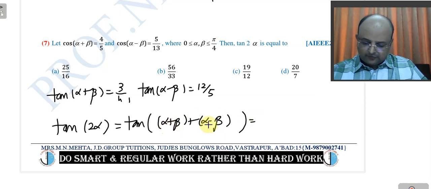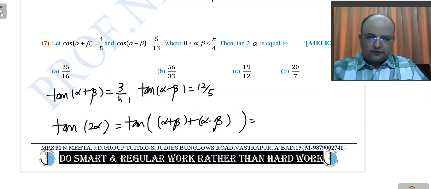tan alpha plus beta plus alpha minus beta. So minus beta plus beta will be cancelled and you will have 2 alpha.